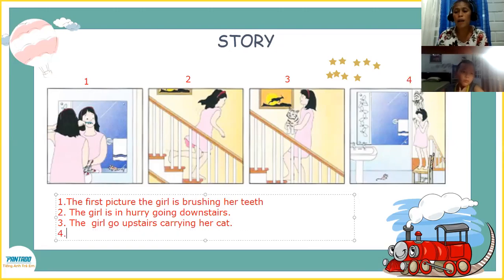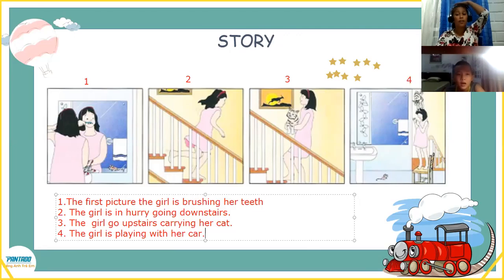Number four. What is the girl doing? The girl can see her cat. The girl is playing with her cat. And where is the cat? The cat is in her hair. No, on her hair. The cat is on her hair.